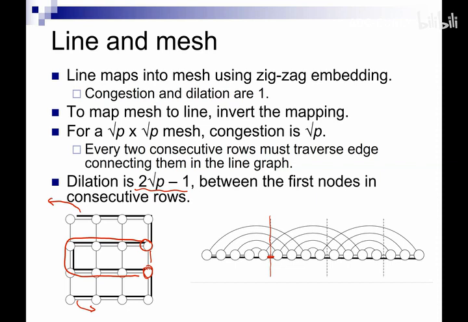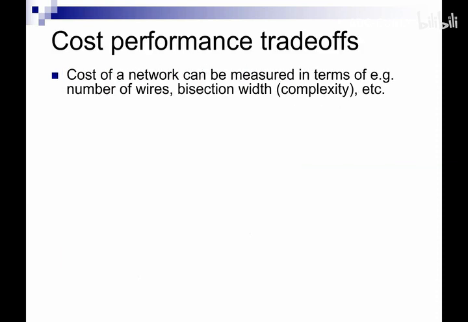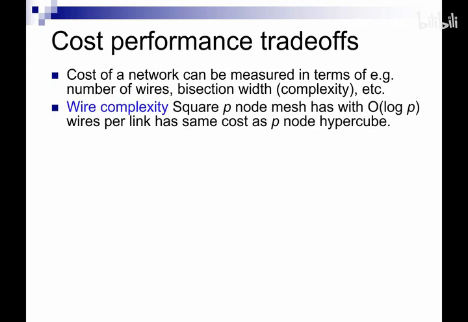All right, so those are all of the processor to processor mappings that we're going to consider. Before we finish, the final thing we want to look at is some additional trade-offs in the cost performance. The way you can measure the cost of a network is in terms of different parameters. For example, the number of wires that it uses, or the bisection width, and other parameters. Now we're going to look at one particular parameter, which is the wire complexity of the network. This is basically how many edges are in the network.